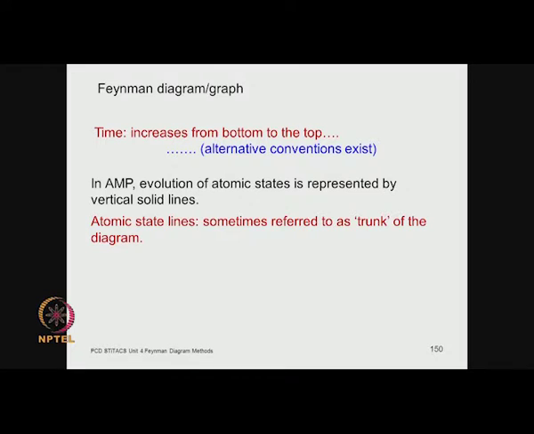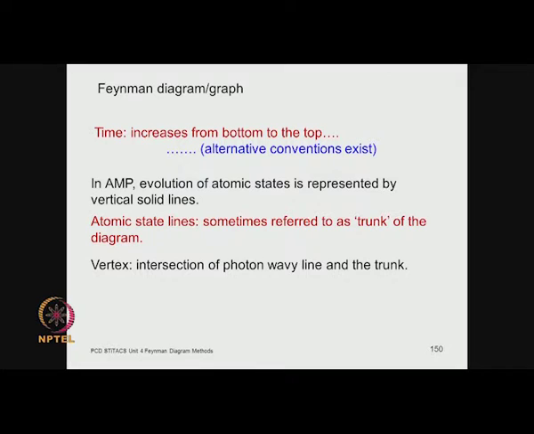So, you have in atomic physics, the system evolution will be represented by vertical lines. These will be vertical solid lines, and these are sometimes called the trunk of the diagram. So, that is just a nomenclature which is sometimes used. And then you will also be talking about vertices, and a vertex represents where the photon wavy line, because the photon is the mediator between two electrons. So, that is a virtual photon which is exchanged between two electrons, resulting in the electron-electron interaction. So, this vertex will be the intersection of a photon line, which is normally indicated as a wiggle, as a wavy line, okay, or sometimes as a dashed line.